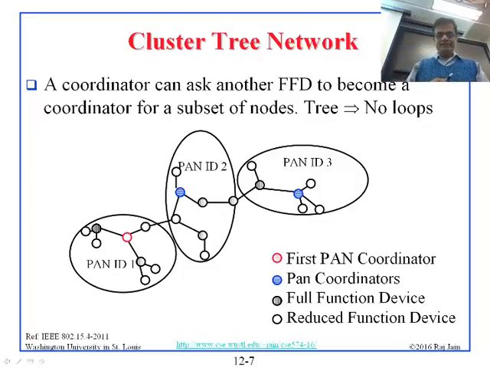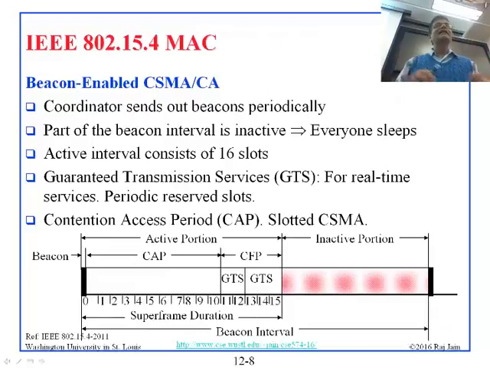Okay. Good. So far, the main idea of giving this lecture was so that from now on, when you read any of this, you will see a lot of FFD, RFD, mesh. These are things that people discuss, and you have to know that. All right. So the MAC is beacon-enabled CSMA/CA.